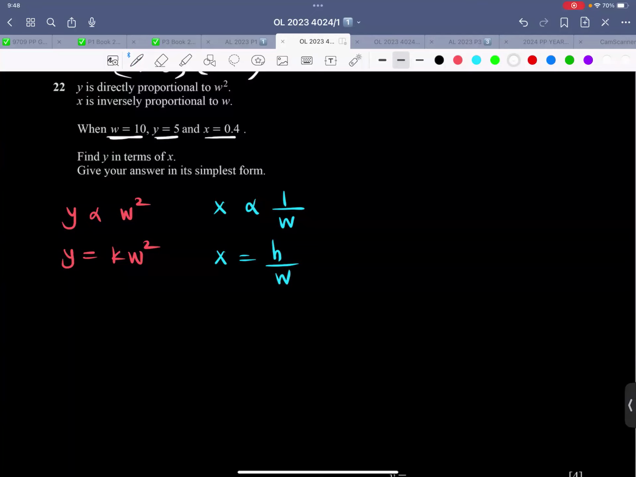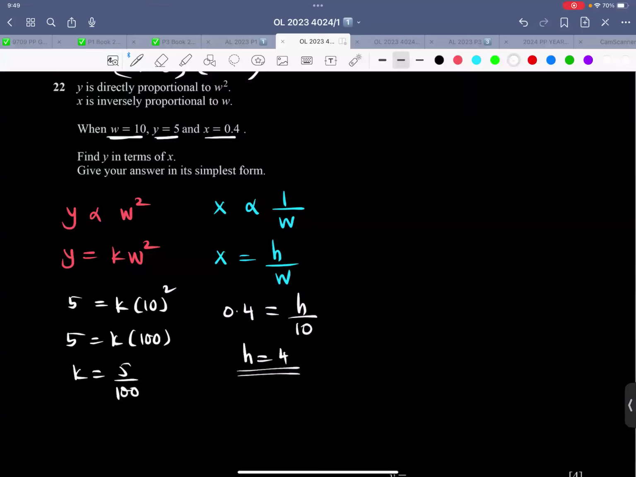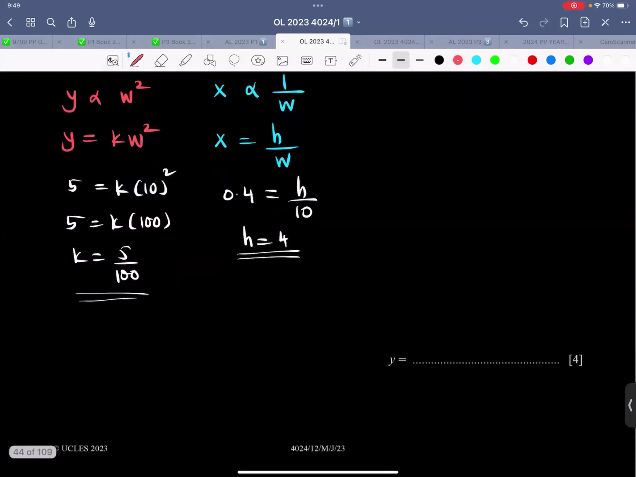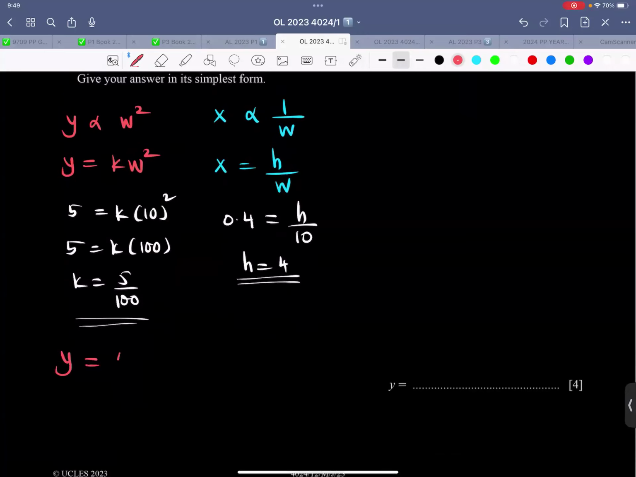So if I take w as 10, k into 10 squared, and y is 5, 5 is equal to k into 100. Therefore, k is 5 over 100 or 0.05. Leave it in fractions. Similarly, x is 0.4, h is the constant over here, and w is 10. Therefore, h comes out to be 4. That means the equation is y is equal to 5 over 100 w squared.